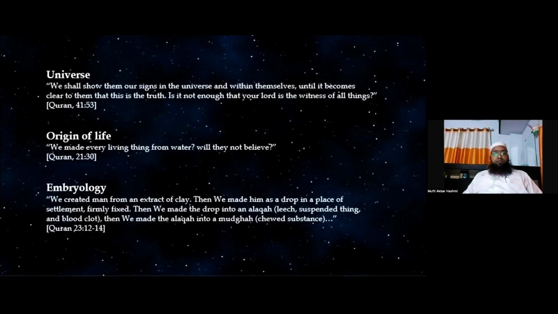In the Quran, chapter number 41 and verse number 53, Almighty Allah has mentioned: We shall show them our signs in the universe and within themselves until it becomes clear to them that this is the truth. Is it not enough that your Lord is the witness of all things? Quran chapter number 41 and verse number 53.